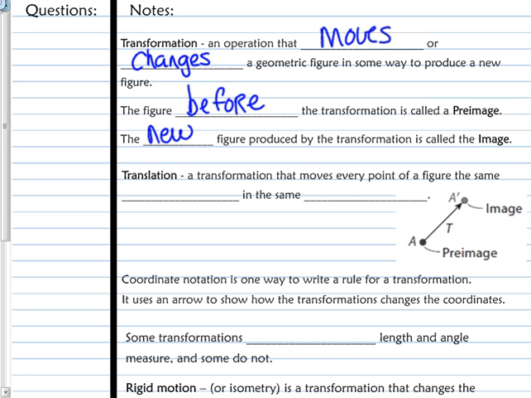I know some of you might think it's crazy, though, maybe the one before should be called the image and the new one the after image, but that's just not the case. The original figure is called the preimage, and the new figure is then called the image. A translation is a transformation that moves every point of a figure the same distance in the same direction.